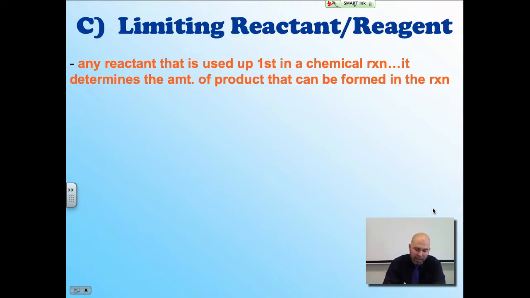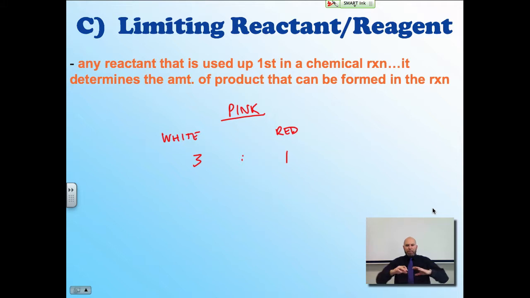And I wanted to make a pink paint. Okay? And I have some white paint and I have some red paint, and I'm going to mix those two together to get the pink that I want. Let's say I want it to be a little bit light, so I want a 3 gallon to 1 gallon white to red ratio. So if I want to make the perfect pink, I want a 3-to-1 ratio of white to red.